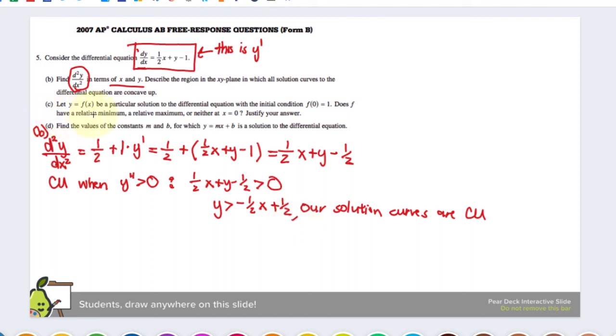And then part C asks for a particular solution, which is what we're going to dive into when we get to 7.3. So we're not there quite yet. We'll come back to this problem soon, but at least we were able to do A and B for now.